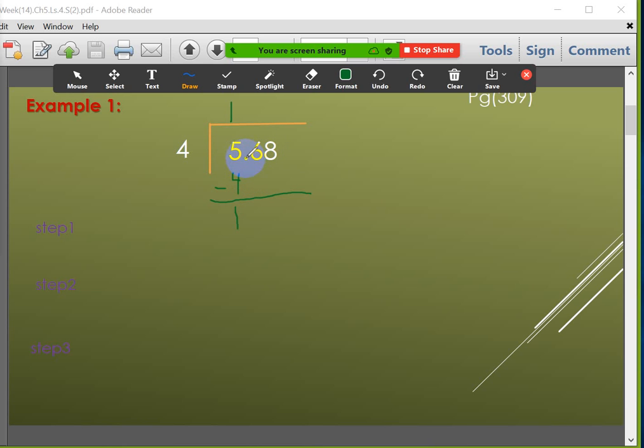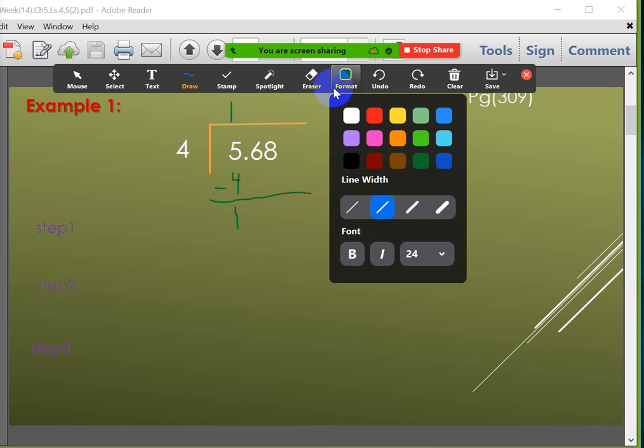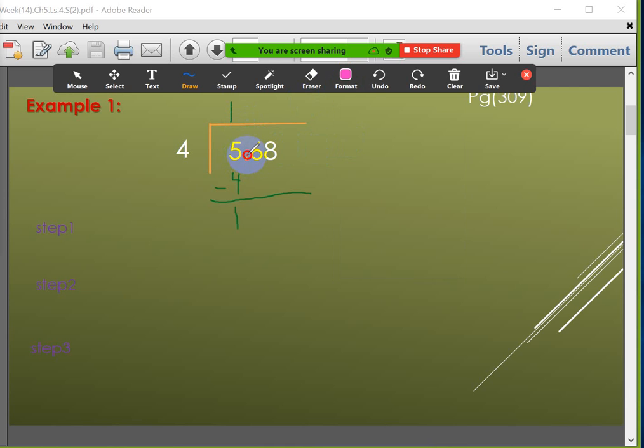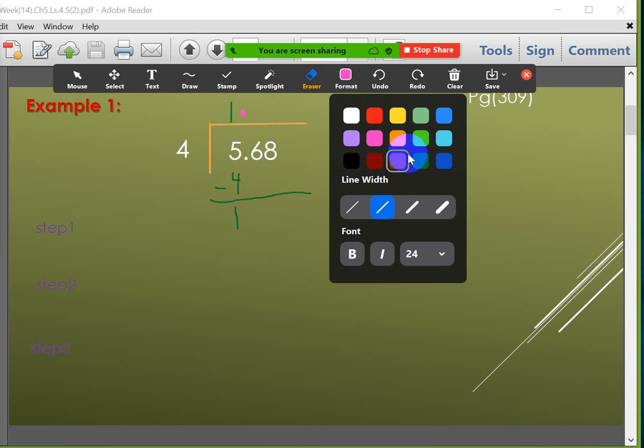Look, the strategy told me before I take the 6, I will take the decimal point and put it up in the same location. So I will take this decimal point here and put it up here after the 1 in the same location. I have to put the decimal point in the quotient over the decimal point in the dividend, in the same place. Okay? Now I will continue.